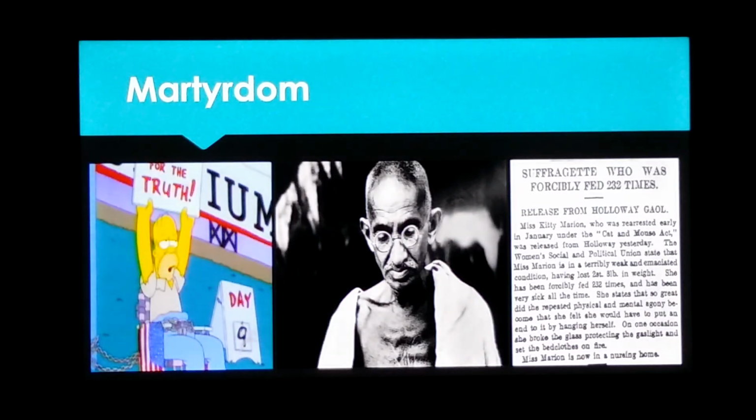So, like I said, on the left, Homer goes on a hunger strike for the truth. There's day 9. Look how skinny Homer is. In the middle, we got Mahatma Gandhi on one of his hunger strikes. And on the right, talking about Miss Kitty Marion, who was a suffragette, who was arrested, who went on a hunger strike, and was forcibly fed 232 times.